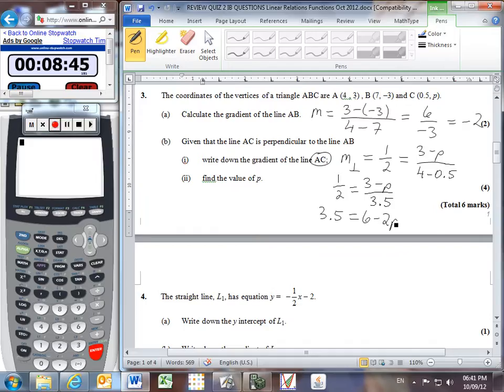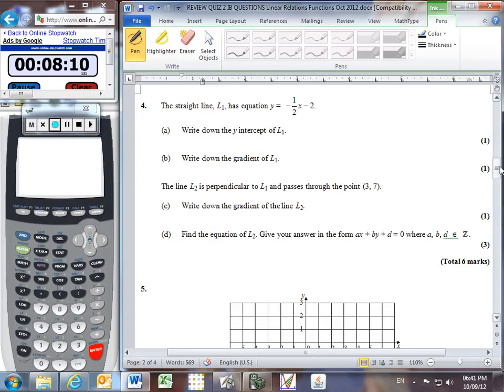And so now we can solve for p. If we bring the 6 to the other side of the equation, it becomes a minus 6. So 3.5 minus 6 equals negative 2p. And this gives us negative 2.5 equals negative 2p. If you do negative 2.5 divided by negative 2, you're going to end up getting 1.25. You can do that on the calculator, but p equals positive 1.25. Number 4.